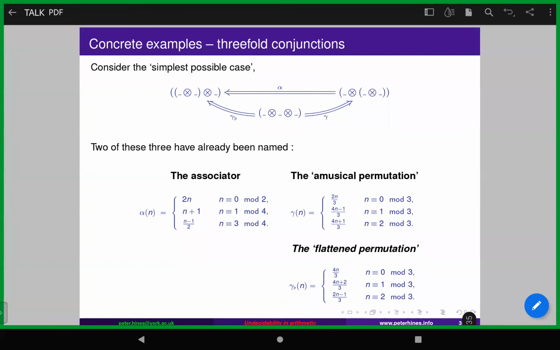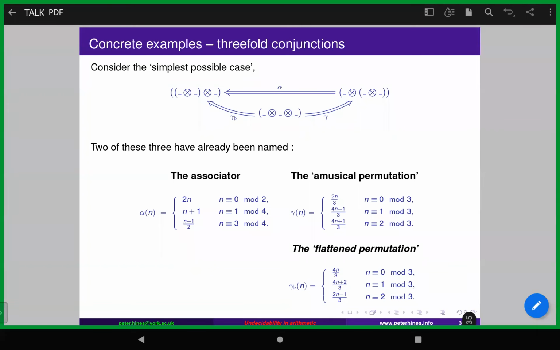So let's go back and look at the simplest possible example, rebracketing threefold conjunctions. So we've got three of them. We've got the unbracketed, we've got the right bracketed, and we've got the left bracketed. And this is where we discover that from right bracketed to left bracketed, of course, we have the associativity isomorphism from linear logic. From the unbracketed to the right bracketed, this is where we discover the amusical permutation term. So we now have an interpretation for what this bijection is doing. And what it's doing is taking an unbracketed string and inserting a pair of brackets on the right. But it's one of a pair.